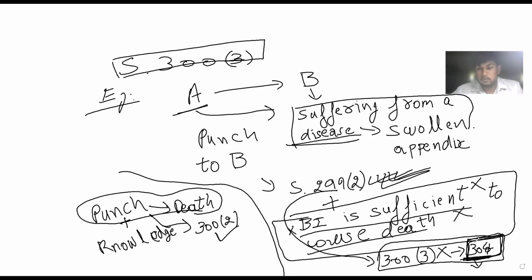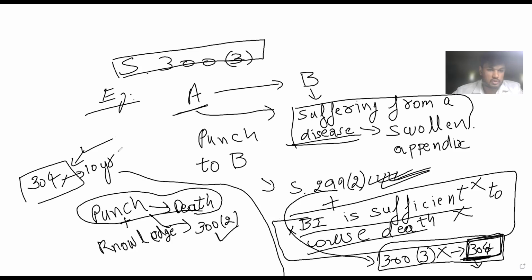But I have never come across a case where culpable homicide is proved and the person was made culpable under section 304 and he was given death sentence. I never came across such a case. Okay, normally if the prosecution is not able to prove 300, then 10 years imprisonment is given to the accused.